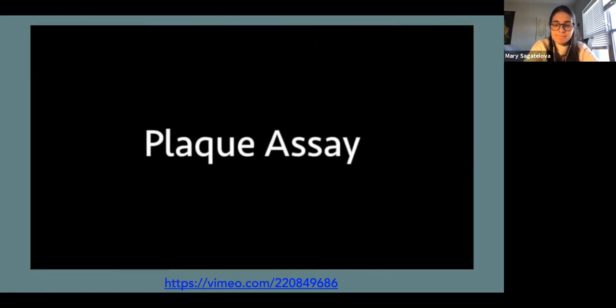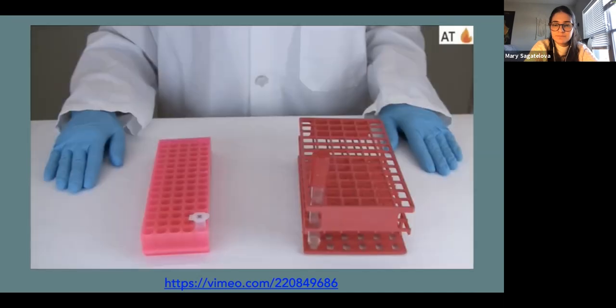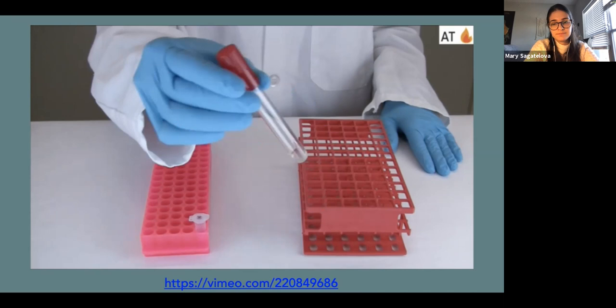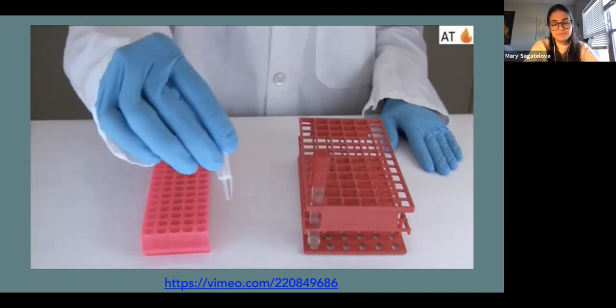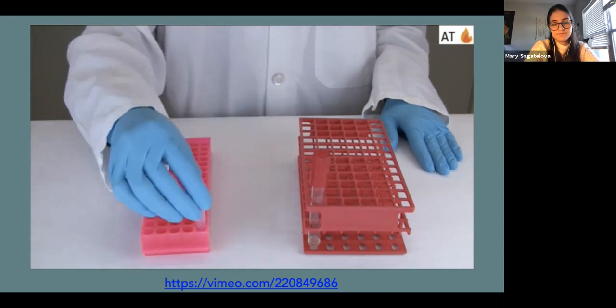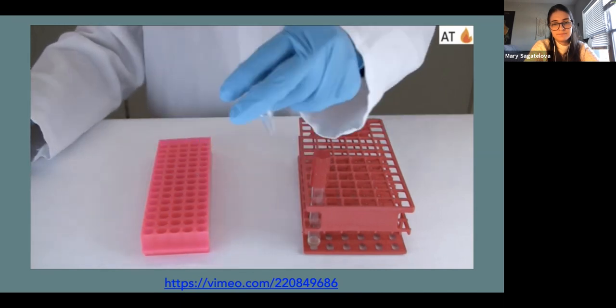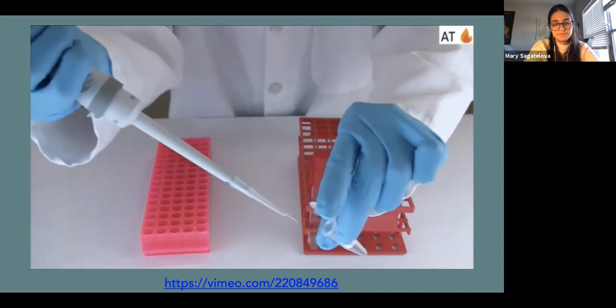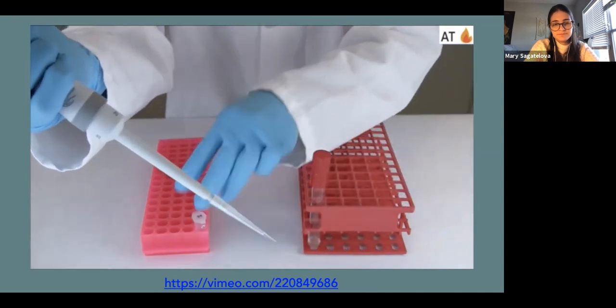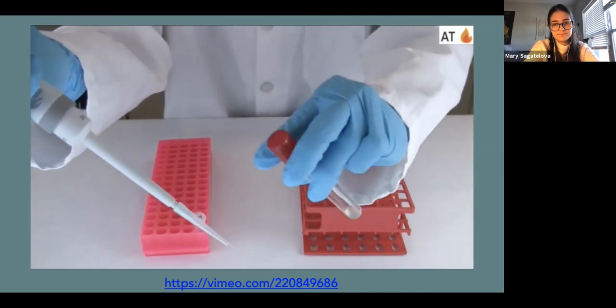Plaque assay. Use aseptic technique and work close to a flame while performing this protocol. Begin by setting up an infection. You will need an aliquot of host bacteria and a sample containing phage. Transfer a small volume of your sample containing phage into the tube containing your host bacteria.